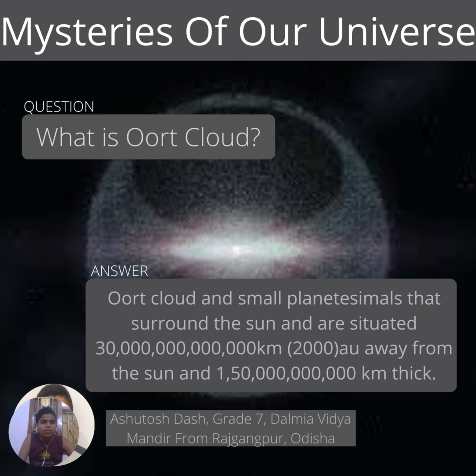What is Oort cloud? Oort cloud are small planetesimals that surround the sun from 2000 astronomical units away from it. They are actually small particles that are like the Kuiper belt.